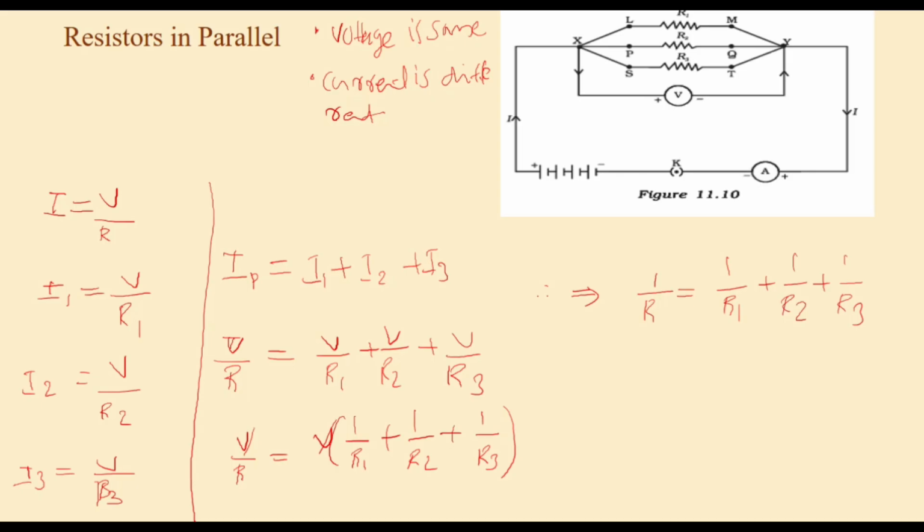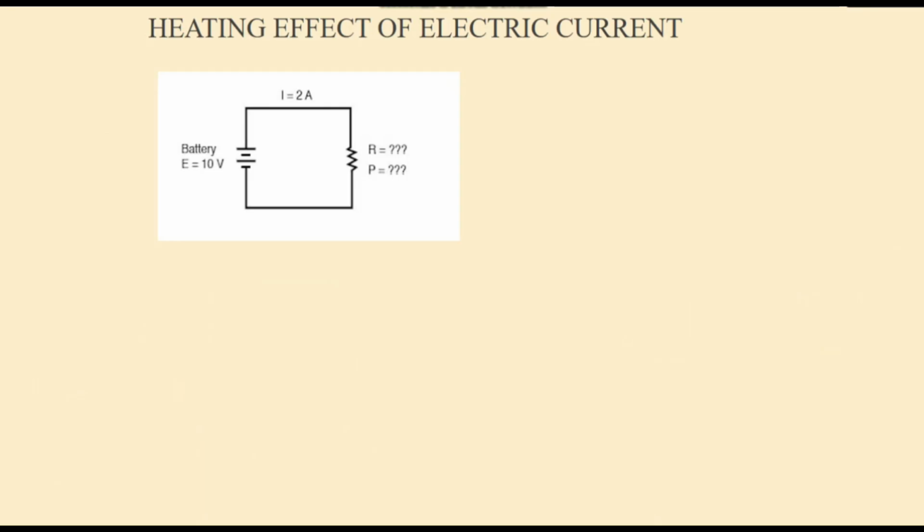So these are the effective resistance of parallel type resistors. The heating effect of electric current: when a current flows through a resistor in a circuit, after some time the resistor will produce heat.